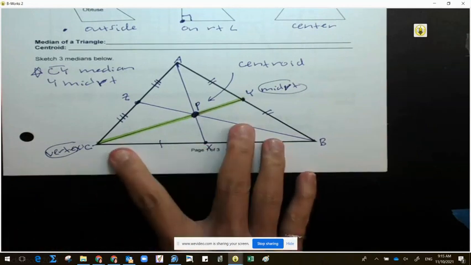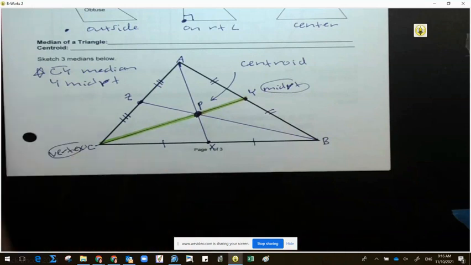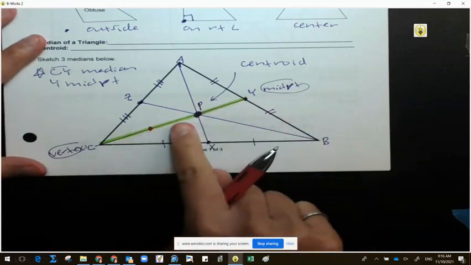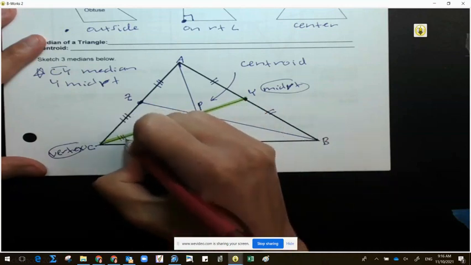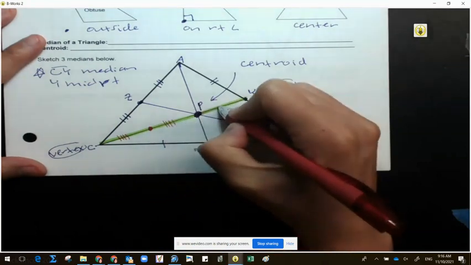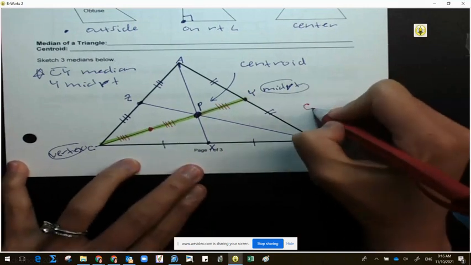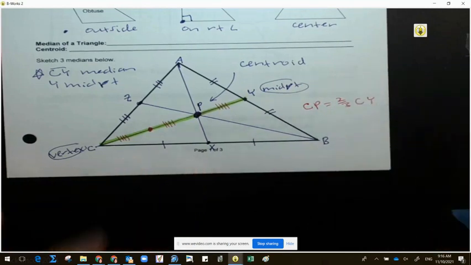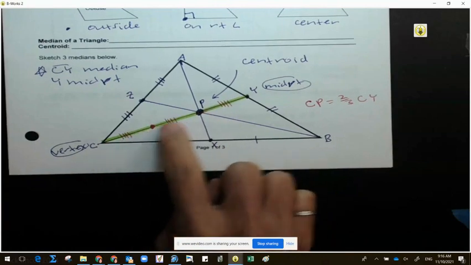Now, just by looking at this, would you agree that CP is greater than PY? All right. So if I divide CP exactly in half, what does it look like from these 3 segments? They are congruent, and that's a given fact because of our centroid. So I'm going to write out one generic example. CP is 2/3 of CY. So CP is 2/3 of the whole thing.